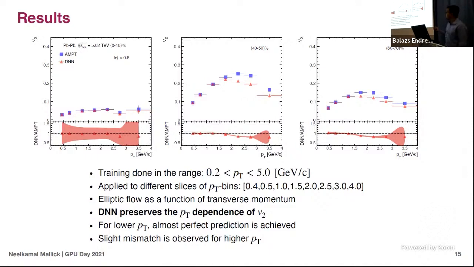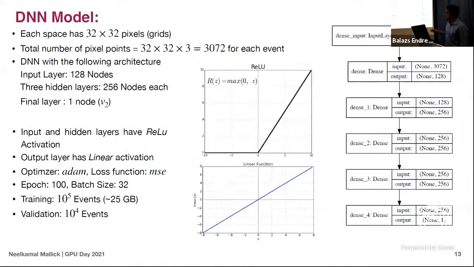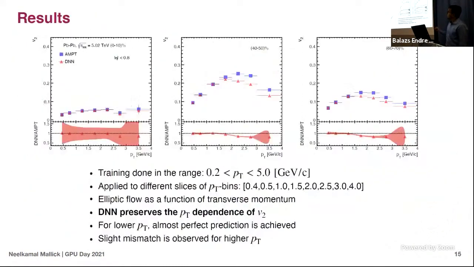But I think this can be further fine-tuned with a bit more data. Currently we are running with these many events, and it takes a lot of time to generate them. So in future, we think that we can overcome this problem. The number of events is for the whole PT range. Yes, these are minimum bias events.